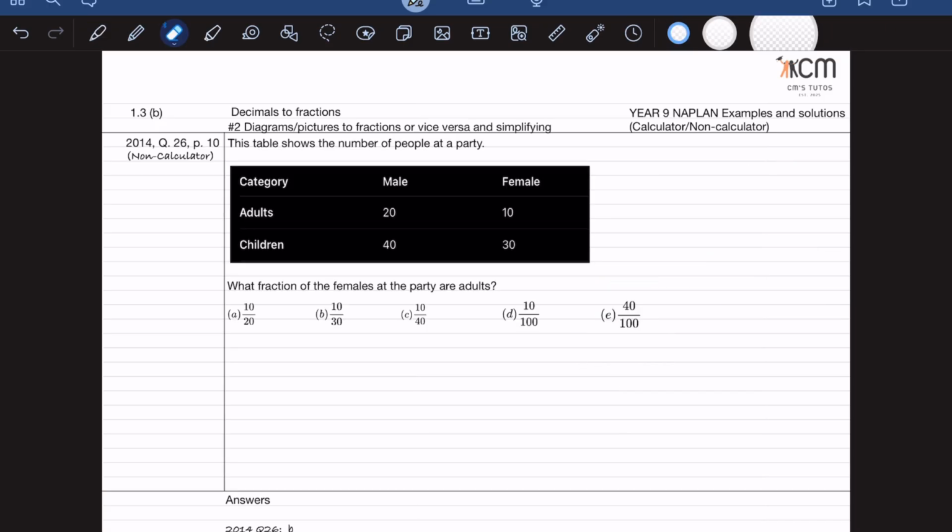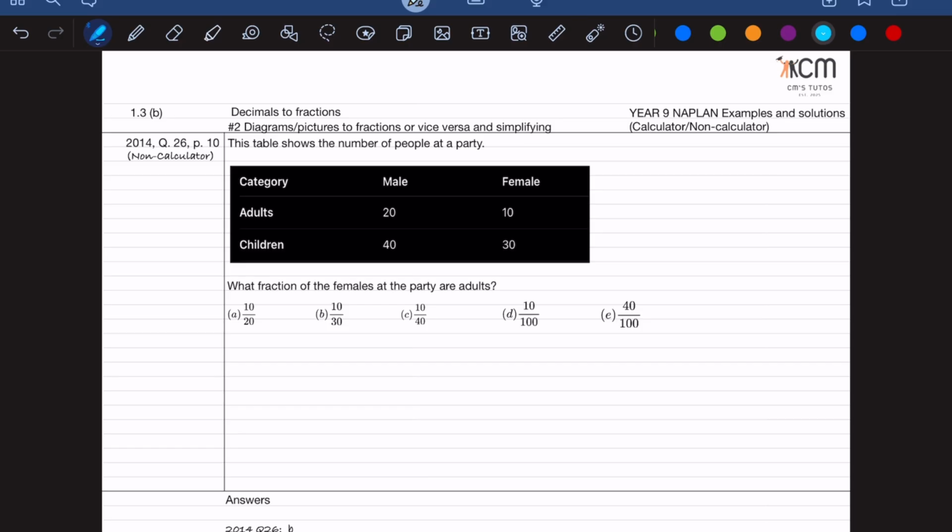So this is another type of question. It might come up on NAPLAN. It is like a diagram or pictures to fractions. In 2014, question 26, page 10, this is one of the non-calculator questions. This table shows the number of people at a party. So they're adults and children, male and females.